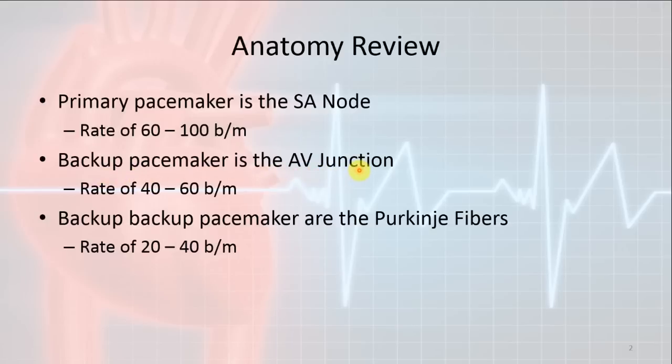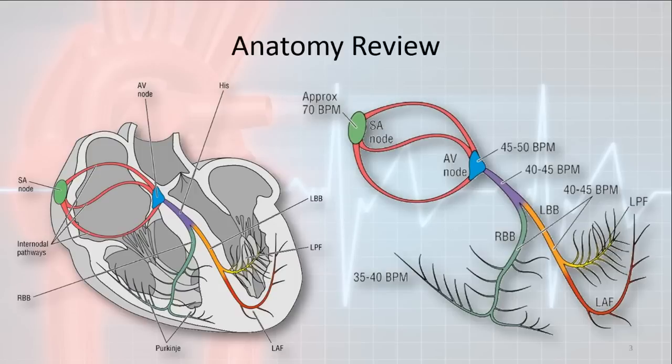The AV junction has an intrinsic rate of 40 to 60 beats a minute, and the tertiary pacemaker, or the backup to the backup pacemaker, is the Purkinje network, or the Purkinje fibers. They have an intrinsic rate of about 20 to 40 beats per minute. Next, we're going to review a little bit of the electrical system itself.